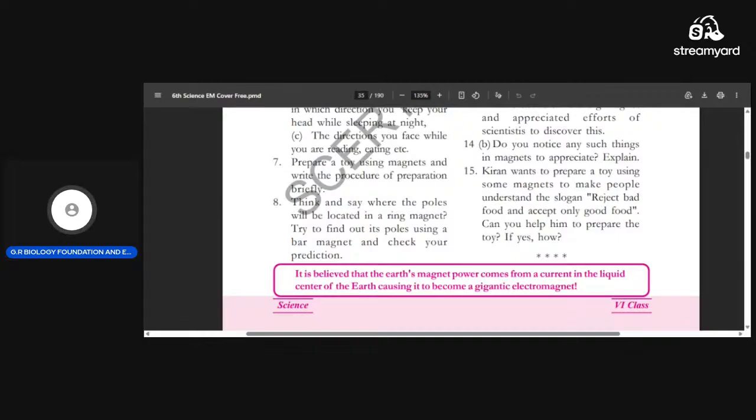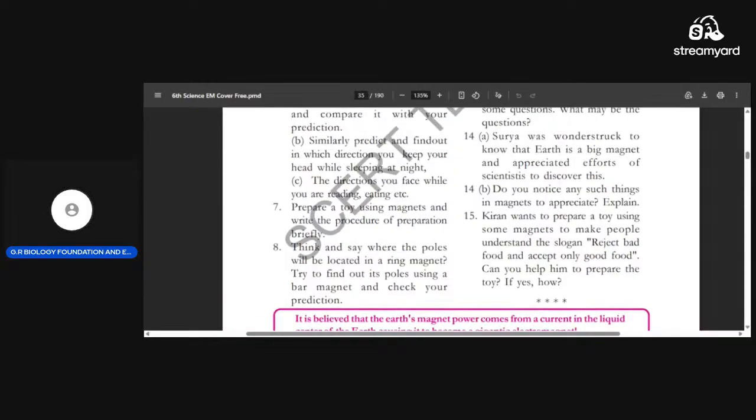Think and say where the poles will be located in a ring magnet. Try to find out its poles using a bar magnet and check. So actually, bar magnet poles we can find out easily, but in a ring magnet every side, half acts as a south and half acts as a north pole. The opposite side is quite opposite, north and south and north like that.